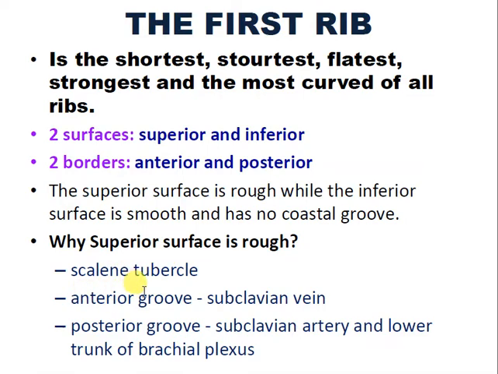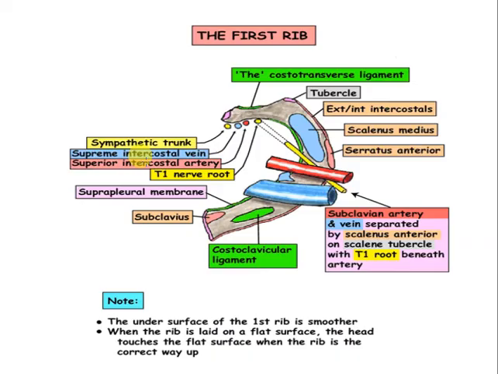We have the anterior groove, which is the point where the subclavian vein passes. All of this makes the surface rough. We have the posterior groove, which allows the passage of the subclavian artery and the lower trunk of the brachial plexus. As we discussed in the brachial plexus, it passes between the anterior and middle scalene muscles. As it passes above the first rib, it passes through the posterior groove. All of these can appear in your exam in the form of MCQs, so you need to know them in one way or another.